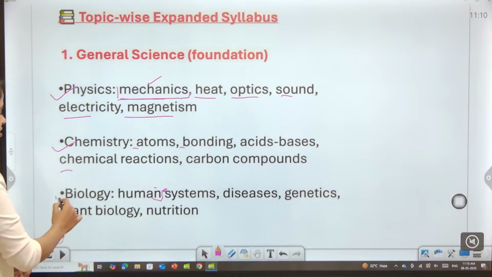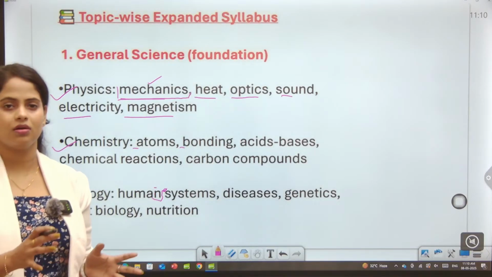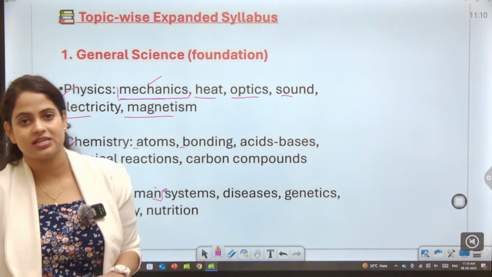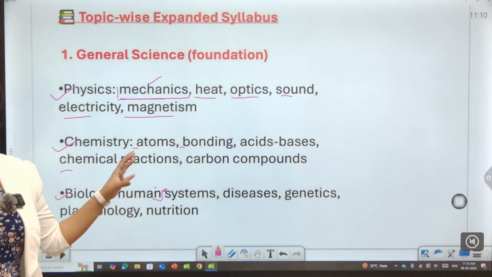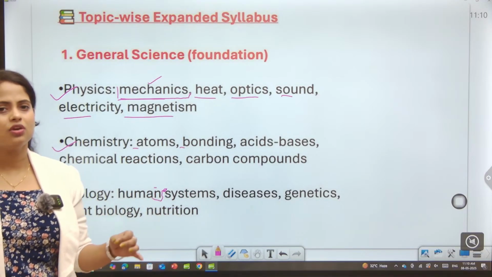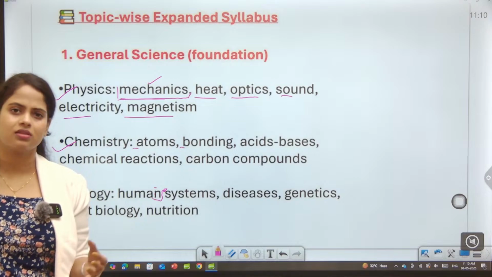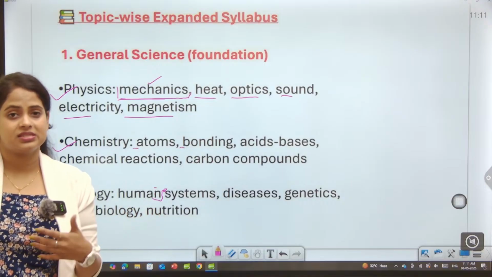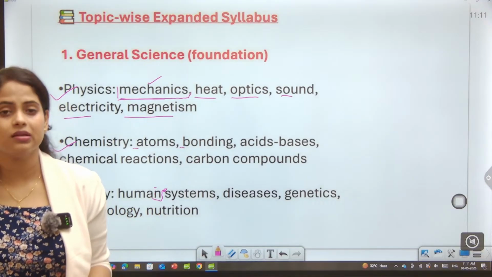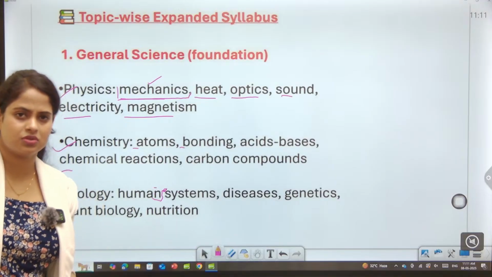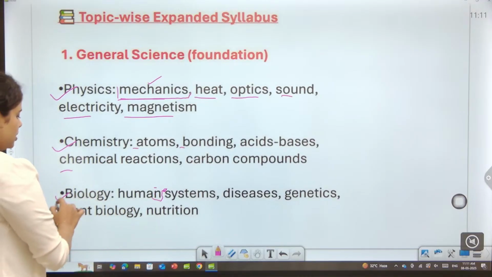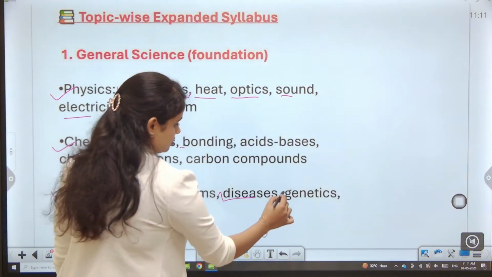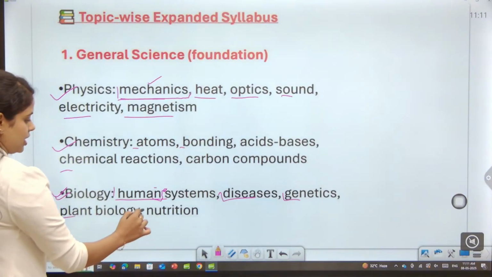Okay. So next is biology. That is so easy. Actually, I cannot say it is so easy, because students from a non-science background only have the basic concepts from school days. But for biology, you have to read some extra knowledge. You can go through it easily from the NCERT books, or we have NCERT courses on our StudyIQ channel and in our StudyIQ app. You can go through those also. So in biology, we can read human systems, diseases, genetics, plant biology, and nutrition.